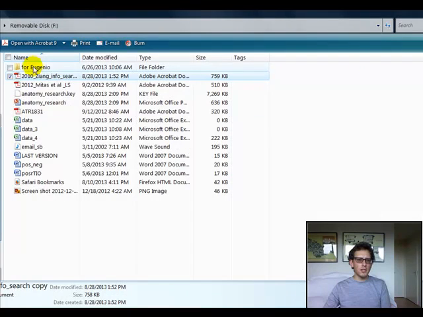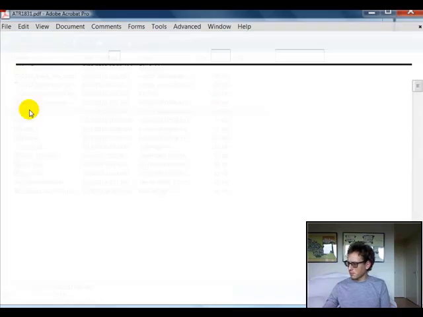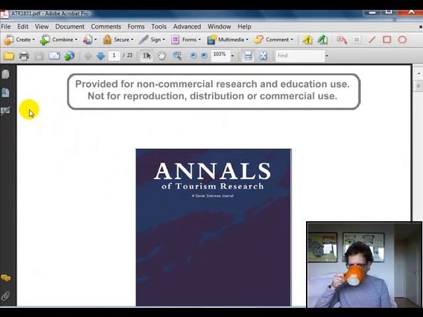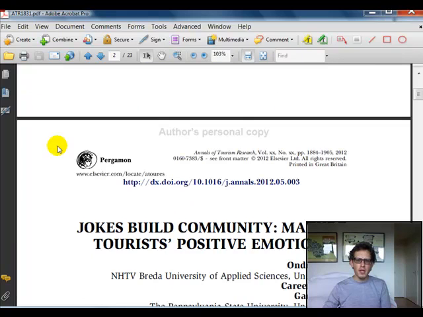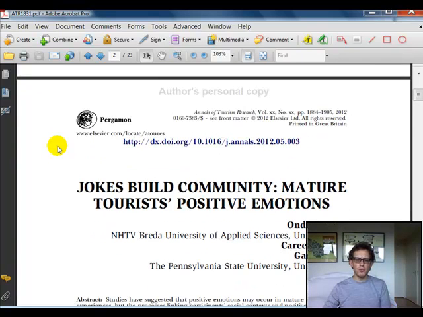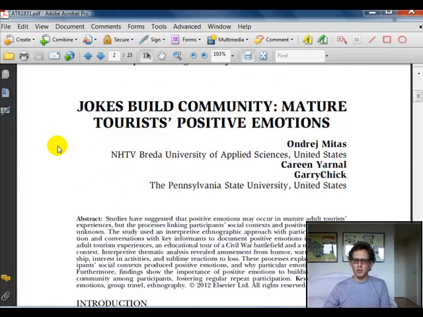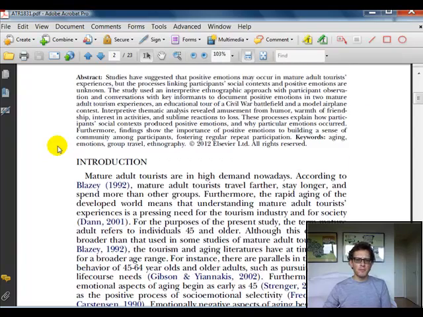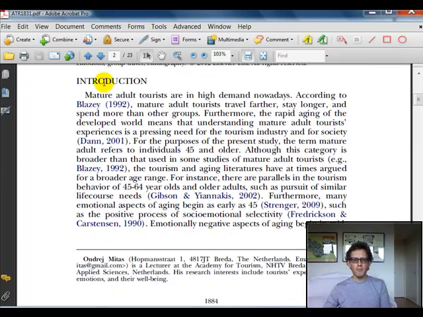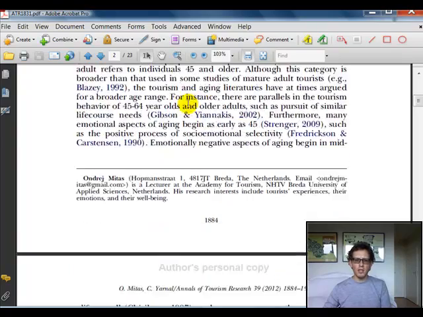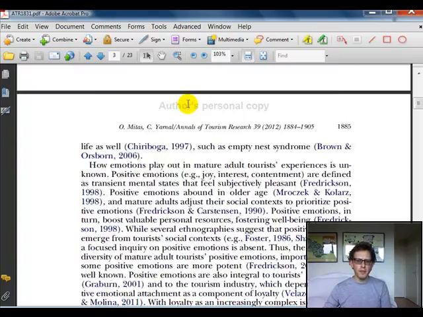Okay, and finally let's look at a qualitative one. Annals of Tourism Research. Jokes build community. Mature tourist positive emotions. Okay, author's abstract. Keywords. There, I was clever enough to label my introduction. So you know you're getting a little introduction here.